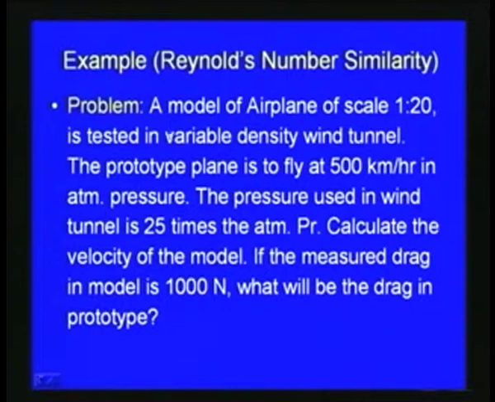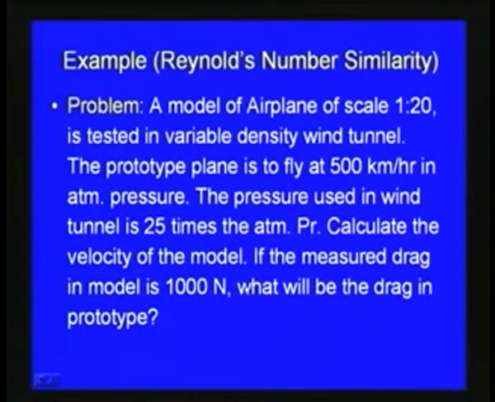So, the first case is an example on Reynolds number similarity. Here we consider a problem: a model of an airplane of scale 1:20 is tested in a variable density wind tunnel. The prototype plane is to fly at 500 km/h in atmospheric pressure. The pressure used in the wind tunnel is 25 times the atmospheric pressure. We have to find the velocity to be used in the model, and if the measured drag in the model is 1000 Newton, what will be the corresponding drag in the prototype. So, this is the problem.